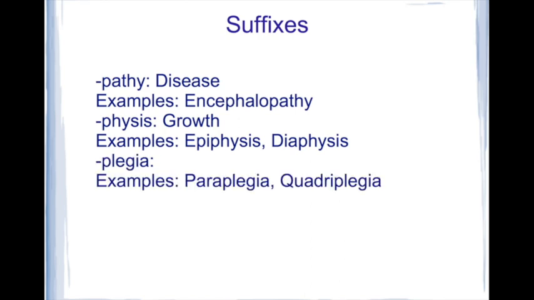Plesia, like paraplegia or quadriplegia. If somebody is paraplegic or quadriplegic, or if they're experiencing hemiplegia, they are experiencing some sort of paralysis. Okay, so if somebody is paraplegic, typically they can't use their legs. If they're quadriplegic, typically it's everything from the neck down that they cannot use. Right?